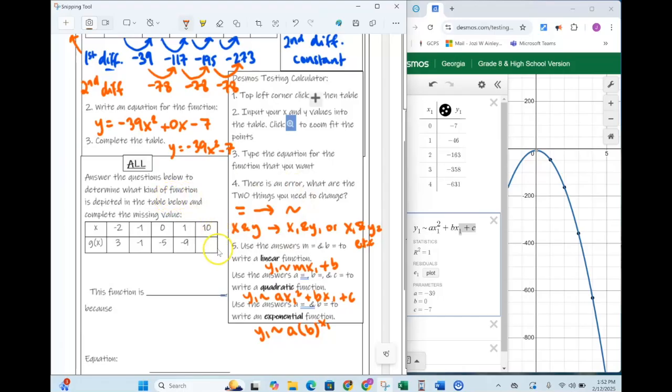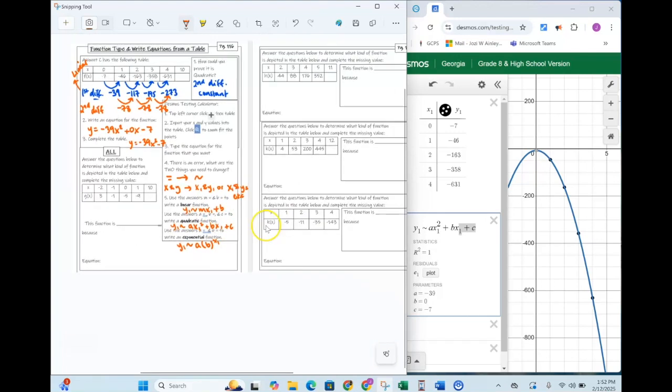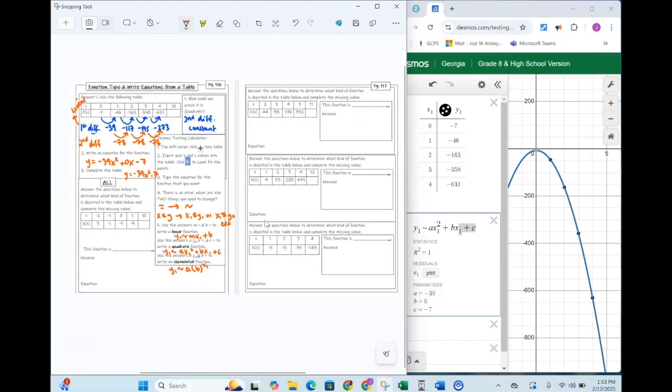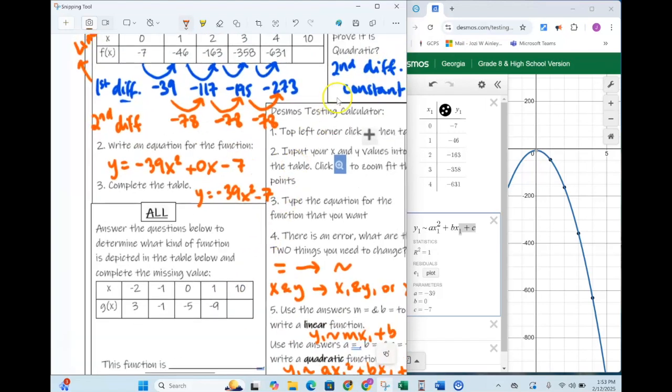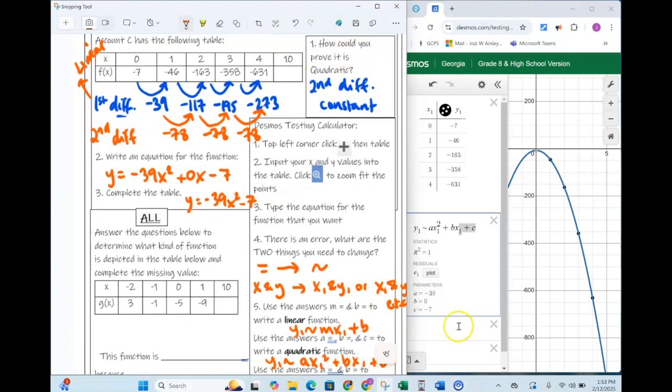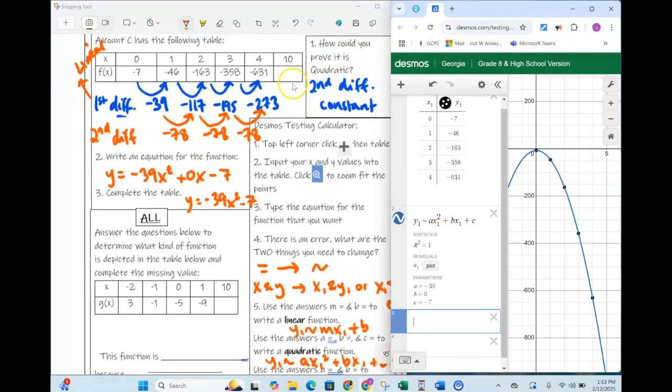All right, so now that I've reviewed all of it, how to put it in the calculator, how to do it by hand, you're going to look at 4 tables. You're going to tell me what kind of function it is. So is it linear, quadratic, exponential, or neither? You're also going to evaluate the function at a different number. So let me show you how to do that. Right now I have this, and I want to evaluate it at 10.